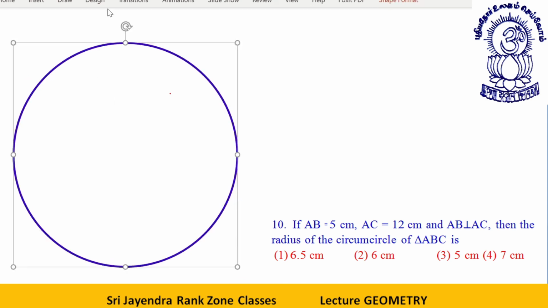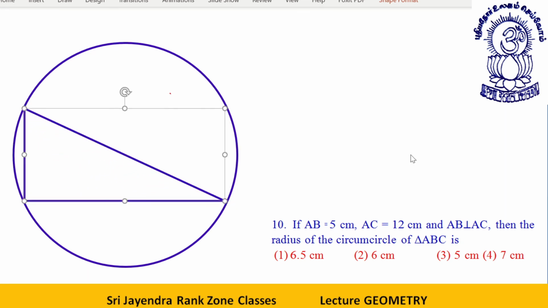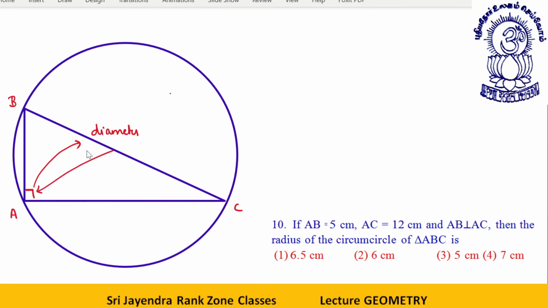This is a circle. Here you take a triangle. I connect it like this. Now AB is perpendicular to AC. This is AB, this is perpendicular to AC. Here there is a 90 degree. The moment you see a 90-degree angle in a circle, this will become the diameter. Why? Because a diameter subtends a 90-degree angle.